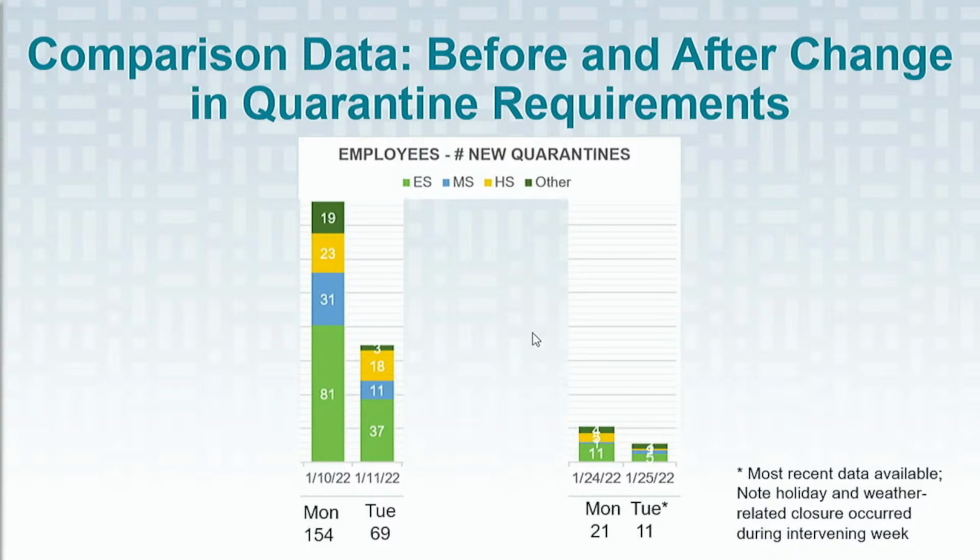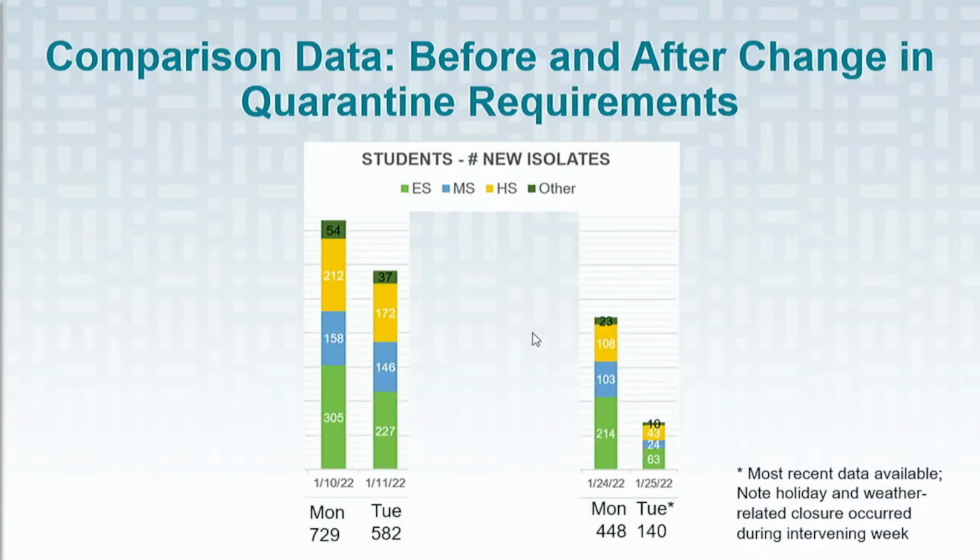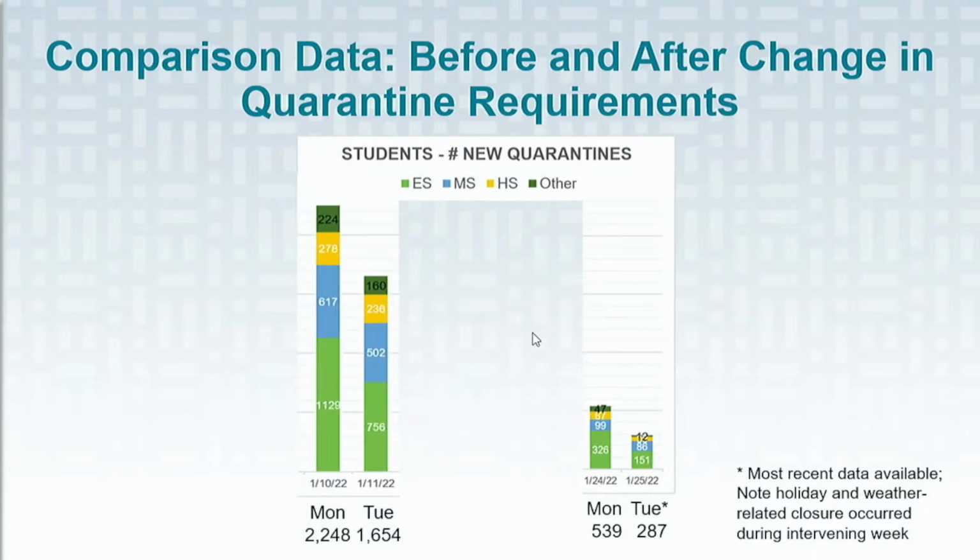But it might look a little different from this, but it's still going to be, I would firmly believe, based on our whole year's experience, a tremendous difference in the number of people that are out, even when you temper in the fact we were closed for that week. All right, students, new isolate, you see that one, the comparable days after changing quarantine requirements. And you see the before and after change in quarantine requirements Monday and Tuesday, and you see the dramatic drop in it.